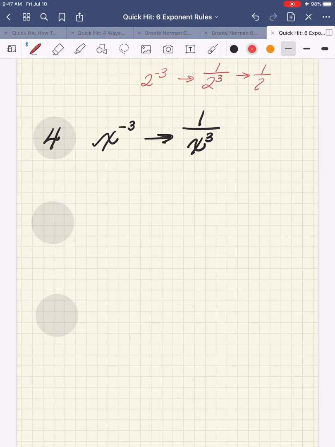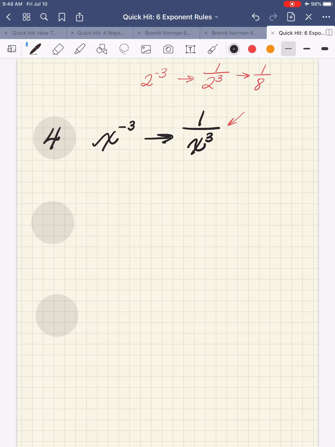On to Rule 4. Rule 4 says that if I have a negative exponent, let's say it's a negative third, negative cube, I can rationalize that by writing it as 1 over x to the cube. I'll give an example. So if I have 2 to the negative third, that's the same as 1 over 2 to the third, or 1 over 8. So I rationalize a negative exponent by writing it as the reciprocal of a fraction.